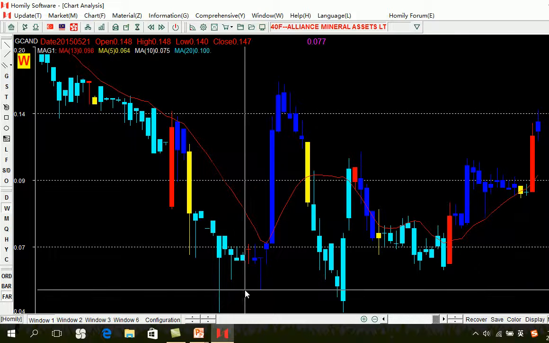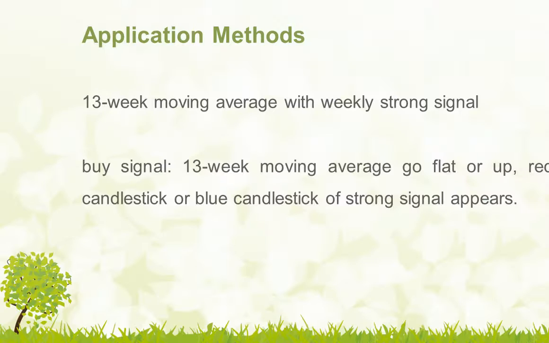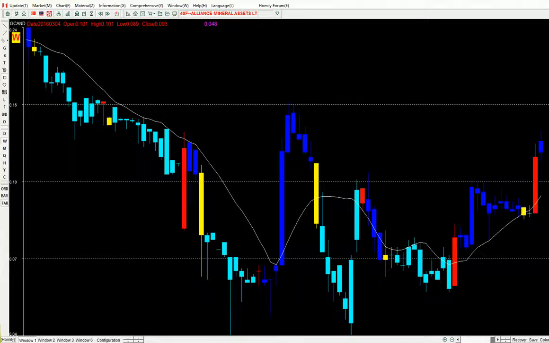Then we can see the next one. So we can see here the lines. The 13 moving average goes flat or goes up. So the red candlestick of strong signal appears. Here can we buy or not? Here is the buy point for the weekly chart. If you confirm the weekly chart is a buy point, you can do it for the daily chart.